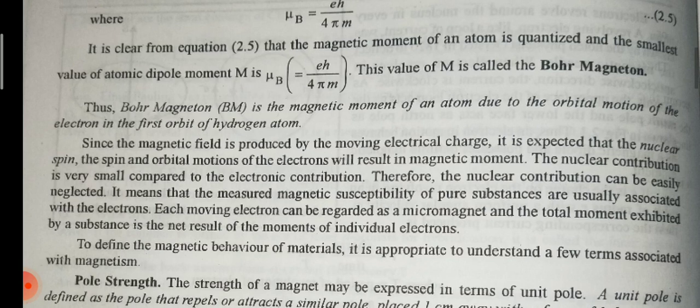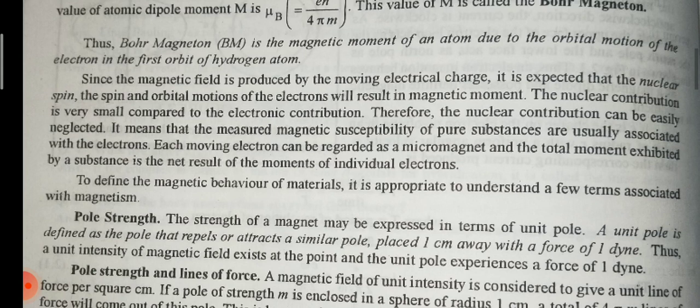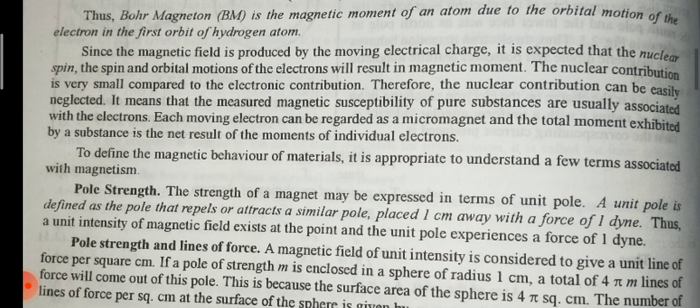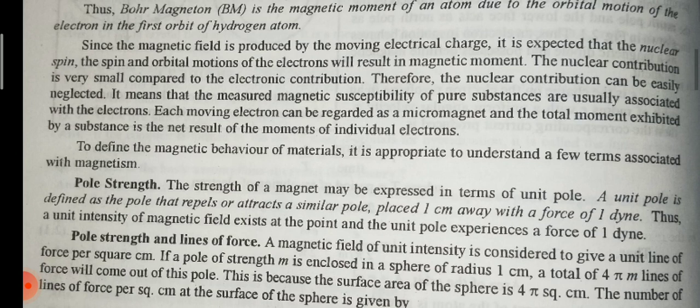Since a magnetic field is produced by a moving electrical charge, it is expected that the nuclear spin, the electron spin and the orbital motion of electrons will result in a magnetic moment. The nuclear contribution is very small compared to the electronic contribution. Therefore, the nuclear contribution can be easily neglected. It means that the measured magnetic susceptibility of pure substances is usually associated with the electrons. Each moving electron can be regarded as a micromagnet, and the total moment exhibited by a substance is the net result of the moments of individual electrons.